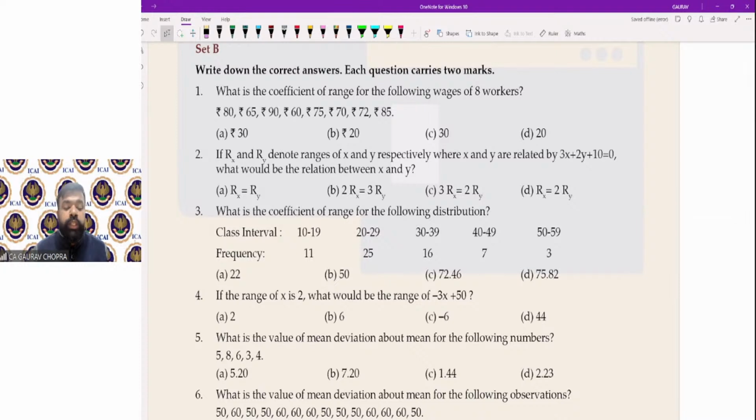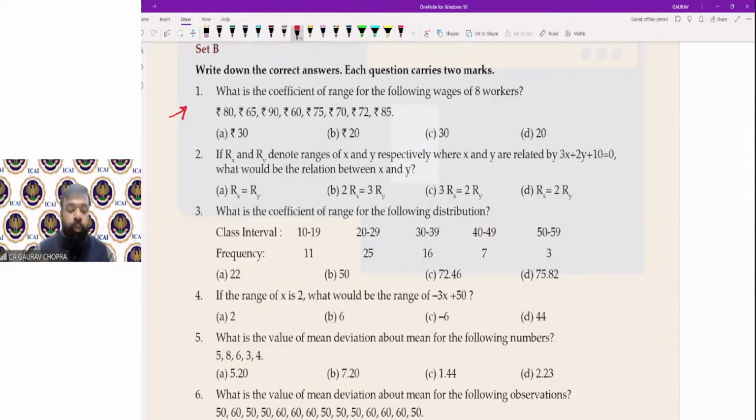What is the coefficient of range for the wages of 8 workers? Yes. Set B, question number 1. इसका आंसर अभी आपको करना है. Find out the coefficient of range. कौन सा ऑप्शन सेलेक्ट करें? So everybody has to answer question number 1. Which option is correct? A, B, C, or D? Coefficient of range.